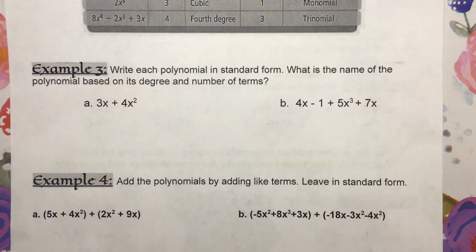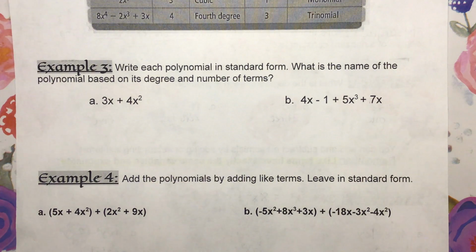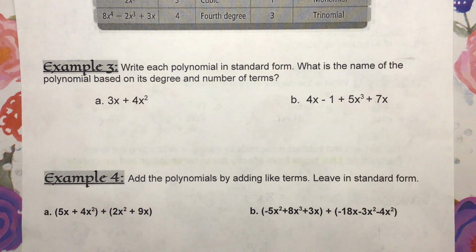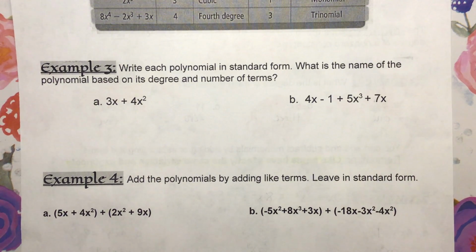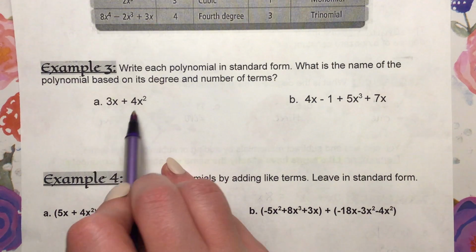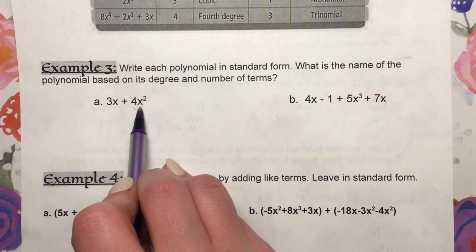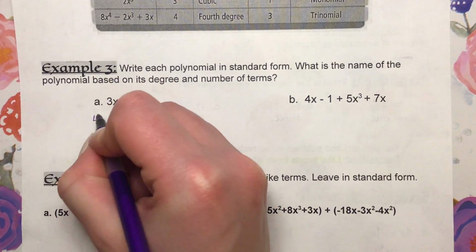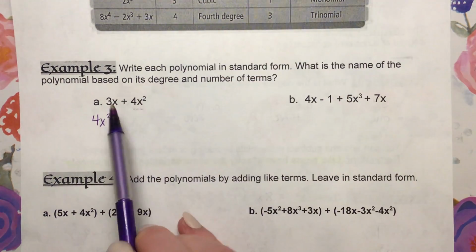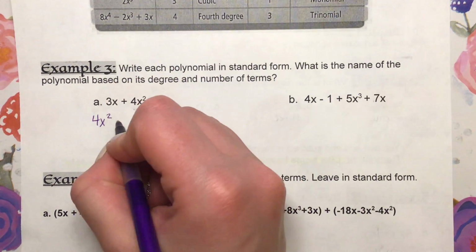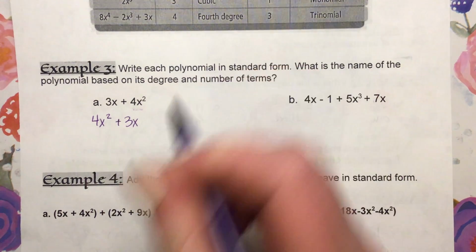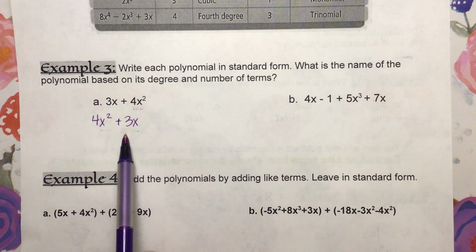In example 3, it says, write each polynomial in standard form. What is the name of the polynomial based on its degree and number of terms? When we put something in standard form, we want it to have the largest exponent first and then the smallest exponents last. So in this one, 4x squared has the larger exponent, so I want to write it first. And 3x has the second smallest exponent, so I'm going to say plus 3x. This is now in standard form.